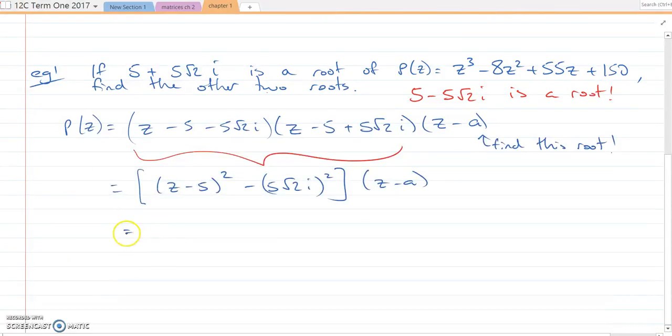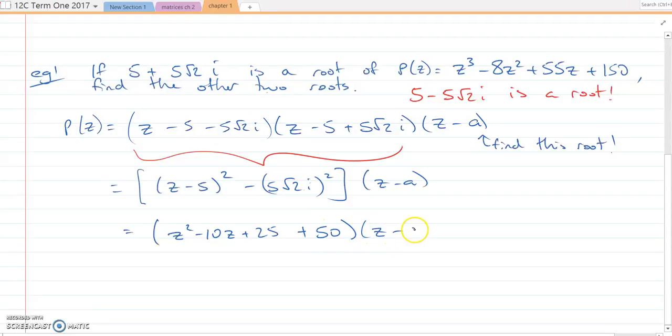So now let's expand this whole thing. z minus 5 squared, that's z squared minus 10z plus 25. Then I get this 5 square root 2 i squared. We know that altogether it's going to be a plus because we've got a minus and we've got an i squared, which makes it a plus. We've got 5 squared is 25 and square root of 2 squared, which is 2. So we've got 25 times 2, which is 50.